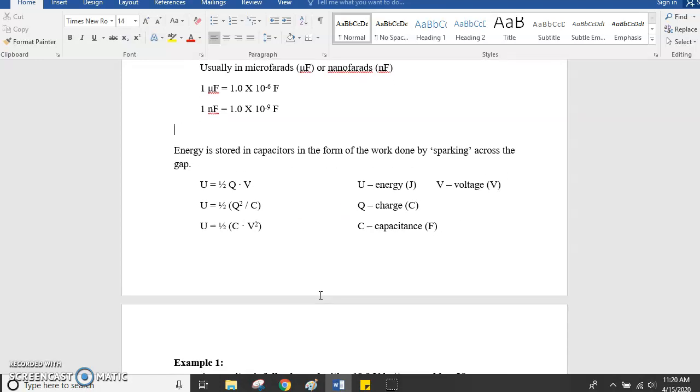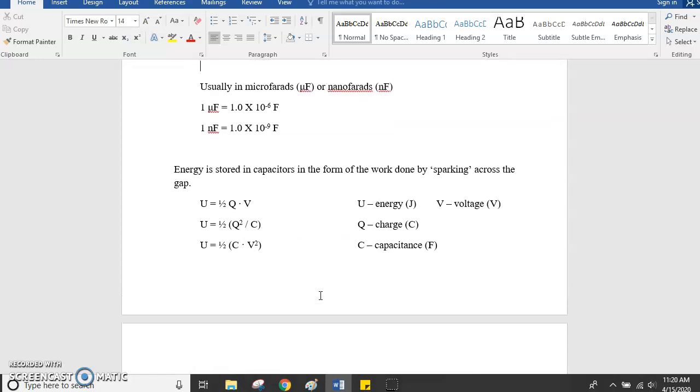So energy is being stored in our capacitors. This energy takes the form of the work done by sparking across the gap, how much energy is in those sparks. So energy is measured in joules. We're going to give it the letter U in our formulas here. And then we still have Q and C and V for charge and capacitance and voltage.